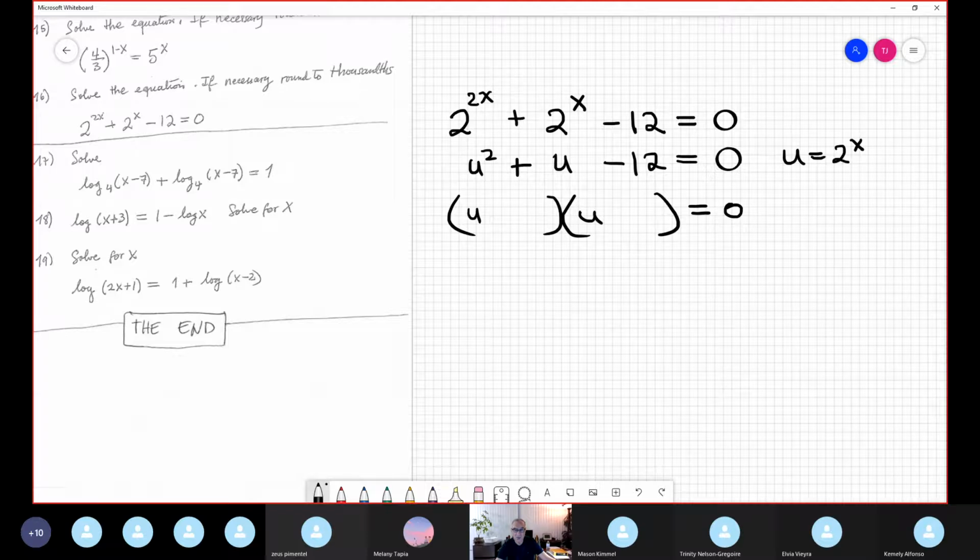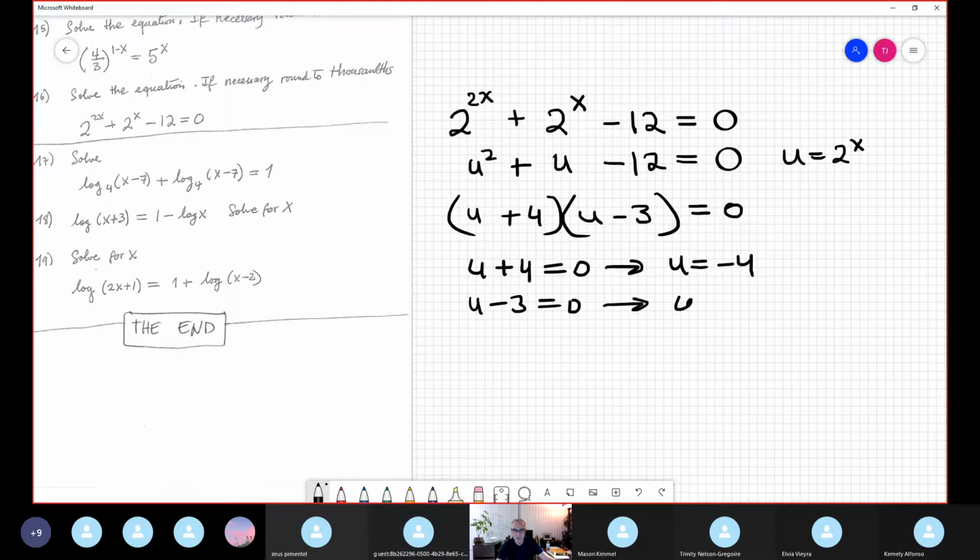What are the two numbers that multiply each other? Give me 12. 3 and 4. Yeah, you're right. 3 and 4. Plus 4 and minus 3. Good. Very good. The one solution is u plus 4 equals 0, so u equals minus 4. And u minus 3 equals 0. It's obvious it's positive 3.